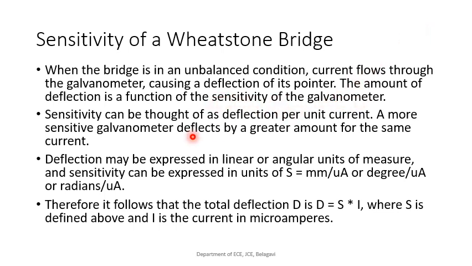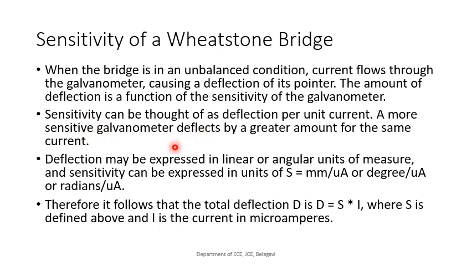Now, sensitivity can be thought of as deflection per unit current. A more sensitive galvanometer deflects by a greater amount for the same current. So how much it is going to deflect is dependent on sensitivity. If it is more sensitive, then the deflection will be more.